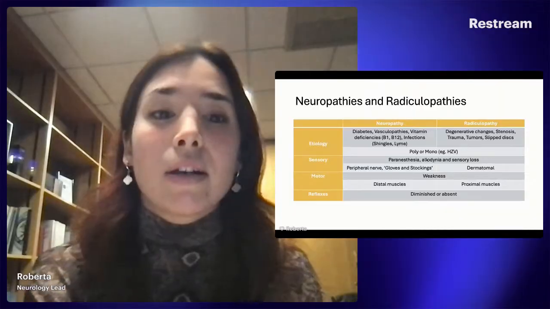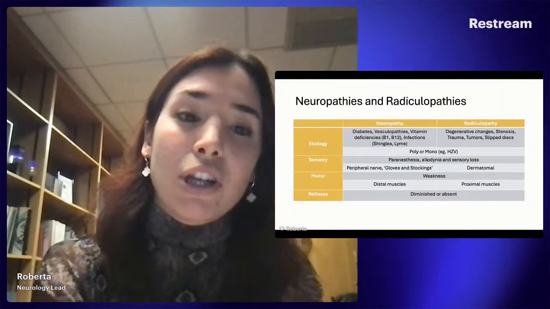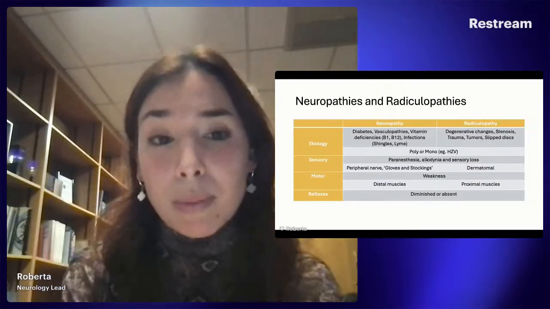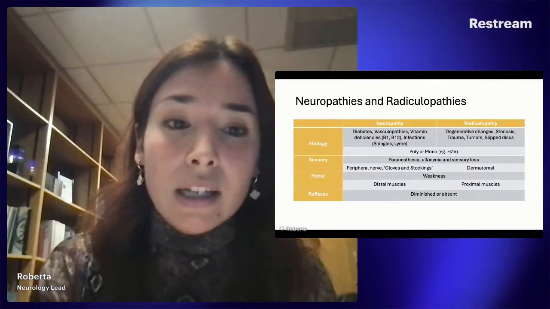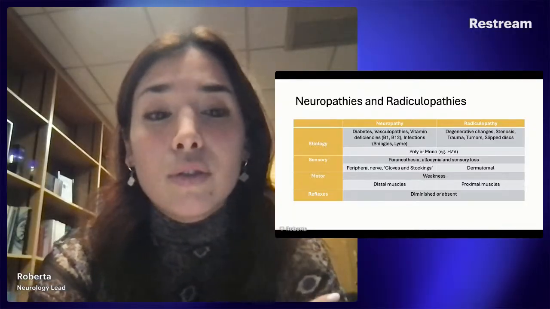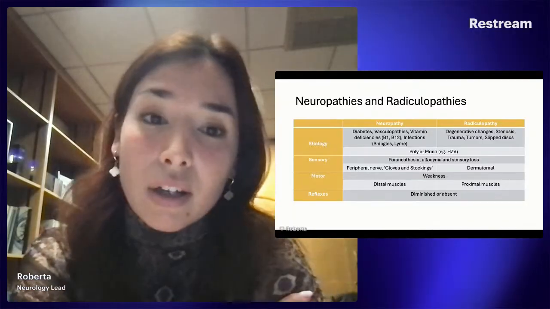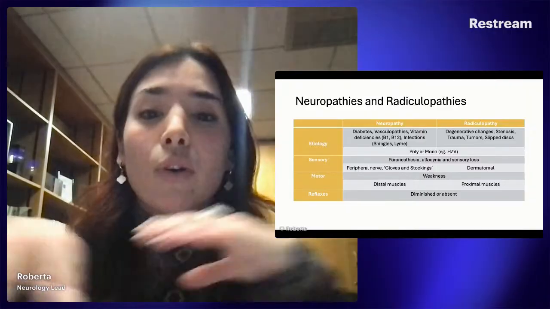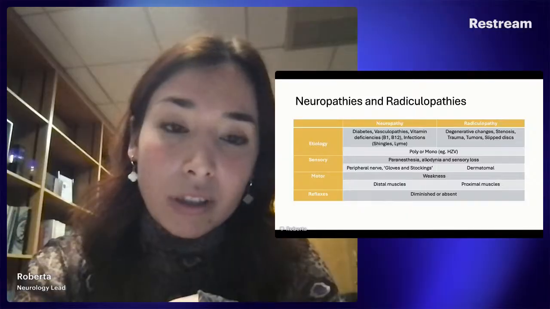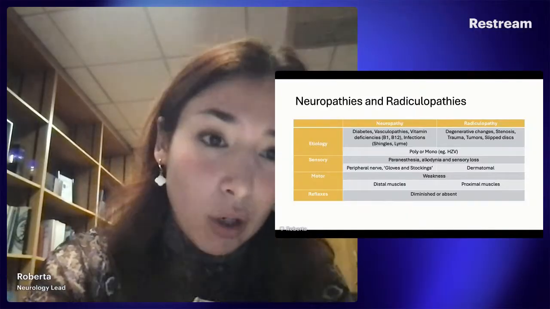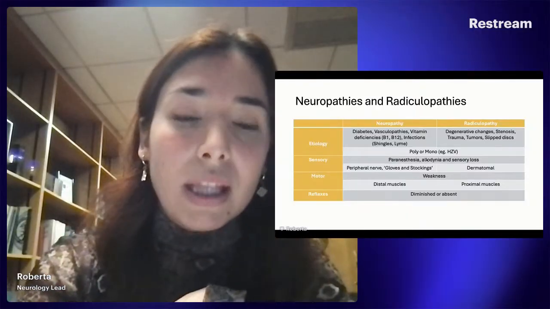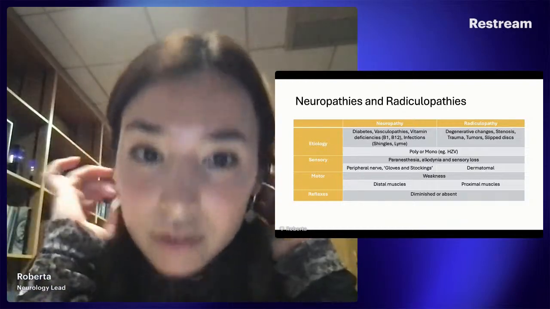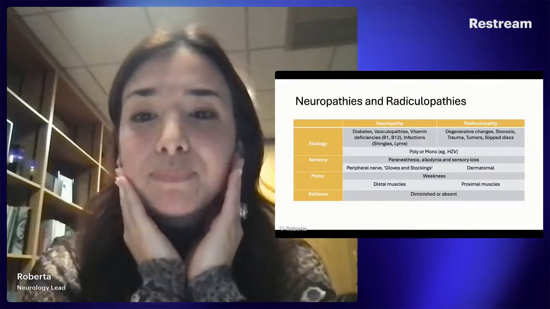Whereas radiculopathies are more commonly seen with degenerative changes that affect the spinal cord. So we can get stenosis, we can also get trauma, tumors that invade the spinal cord, and also very commonly, especially in the younger population, slip disc. Obviously, certain metabolic conditions can also cause radiculopathies, but the mechanisms or the etiology that we see generally tends to be divided in this way.